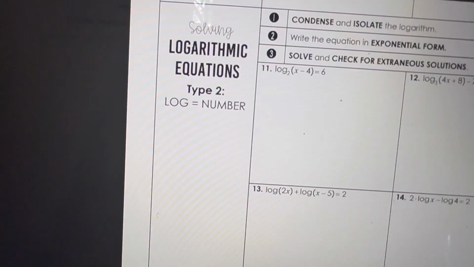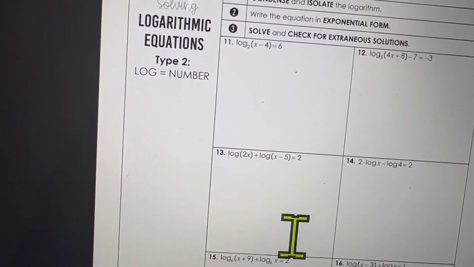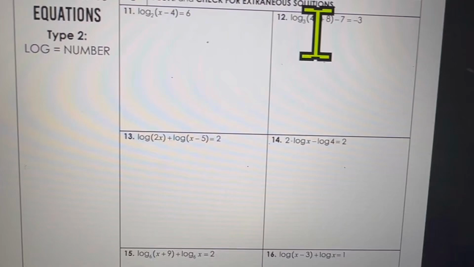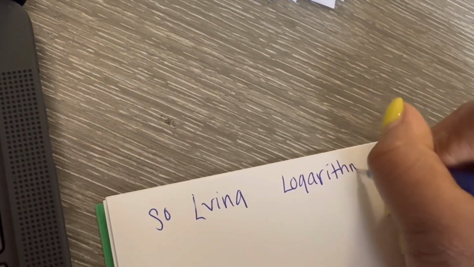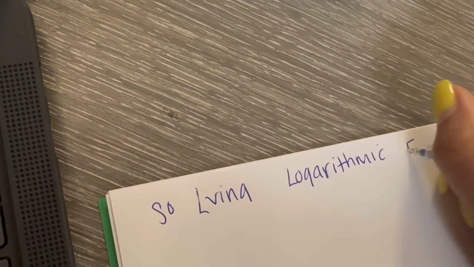All right, we are solving a logarithmic equation. So we'll do number 12. Your notes are, the title of your lesson is Solving Logarithmic Equations.